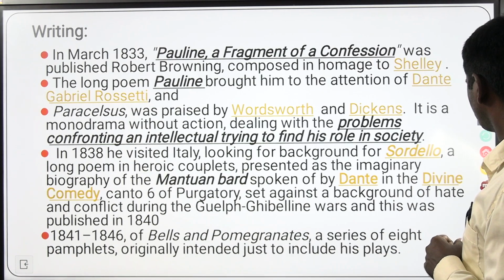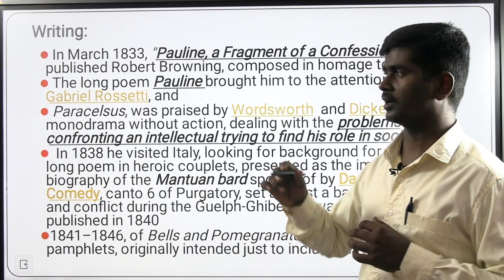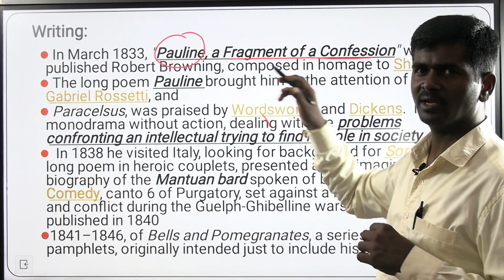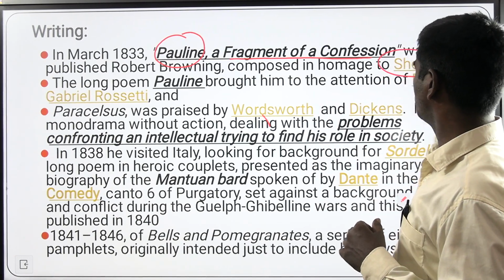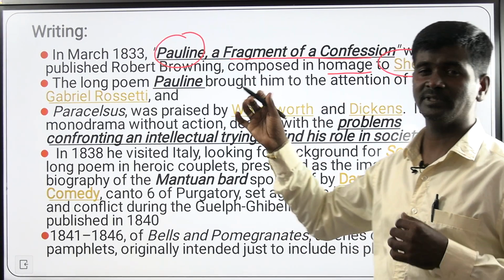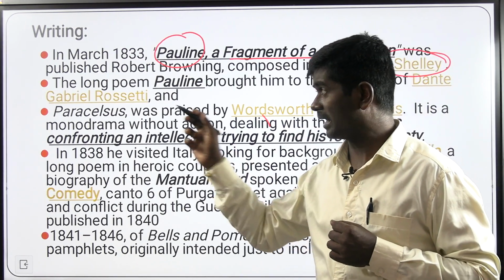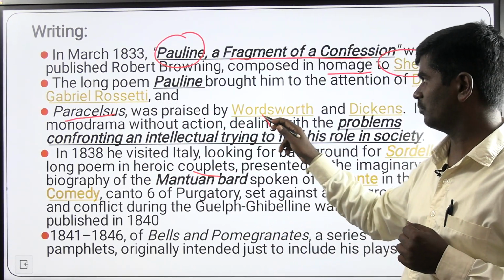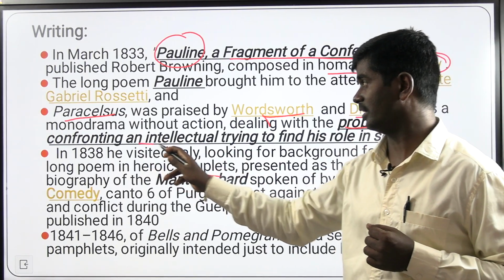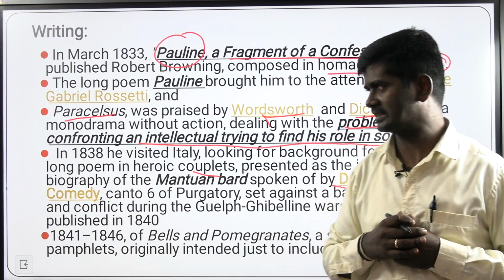Next, in March 1833, the first collection of poems, Pauline, subtitle A Fragment of a Confession. This is written by Robert Browning, and it's a homage to Shelley. The long poem Pauline attracted the attention of Dante Gabriel Rossetti and other pre-Raphaelite writers. Paracelsus, another poem, was praised by Wordsworth and Dickens, and this deals with the problems of a confronting intellectual trying to find his role in society. Who? The poet himself in this.